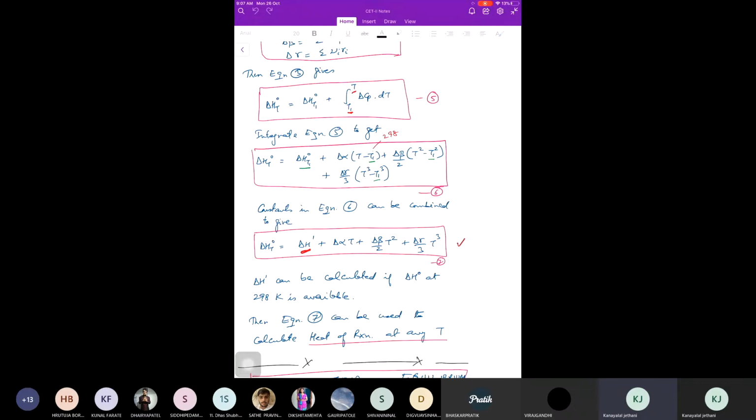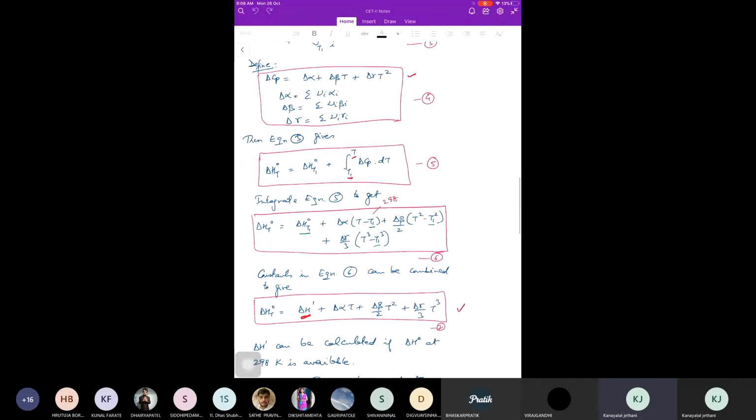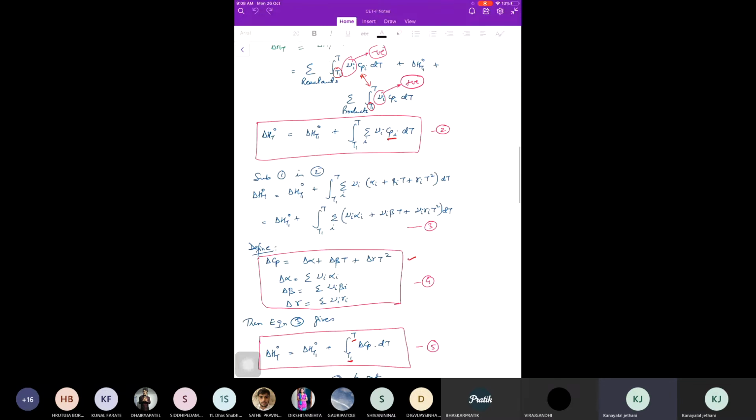So this shows how we can calculate heat of reaction delta H at any temperature T if we know at least one value at any other temperature, which is normally at 298. The standard heat of reaction at 298 is normally available, which we can calculate from heats of formation. Right? I've seen how to calculate heat of reaction from heat of formation.